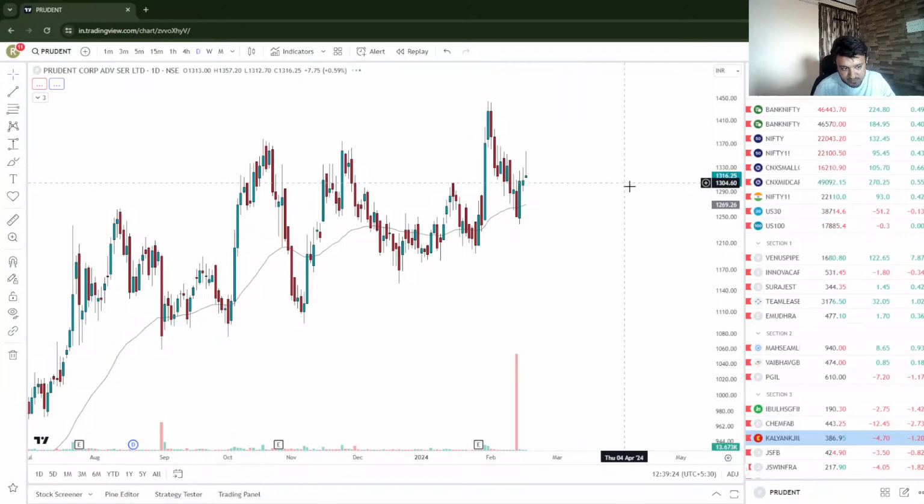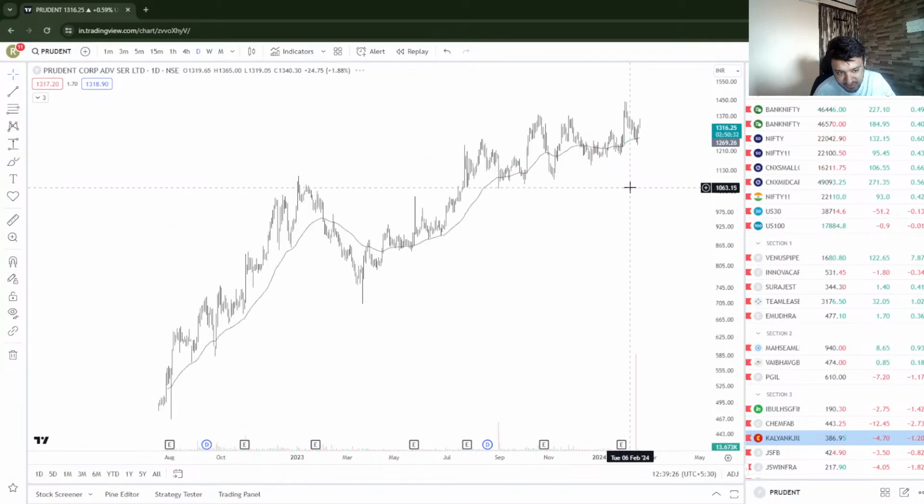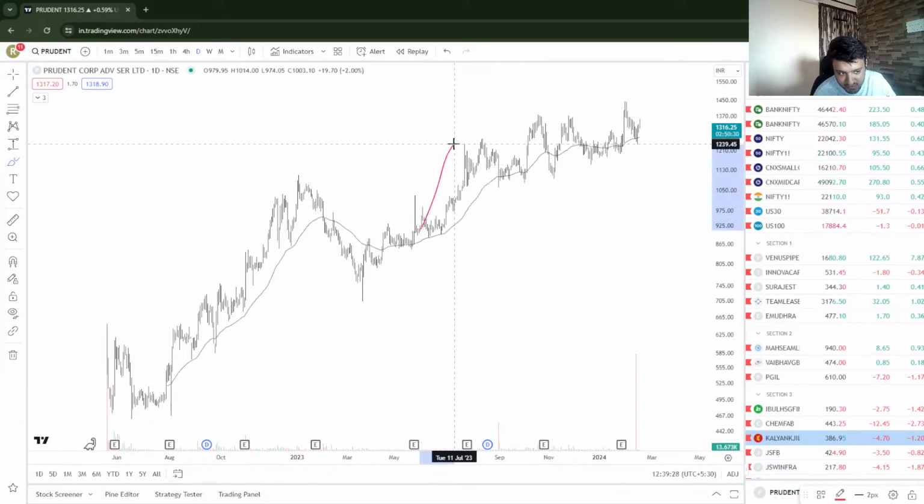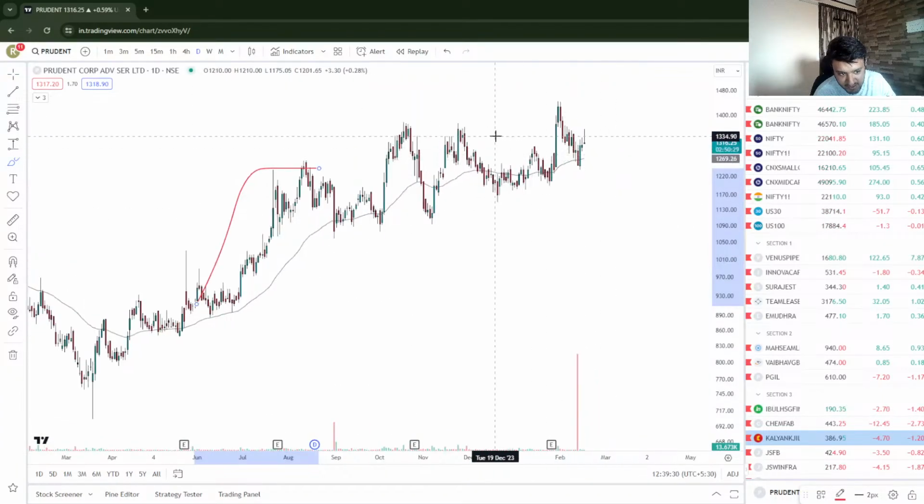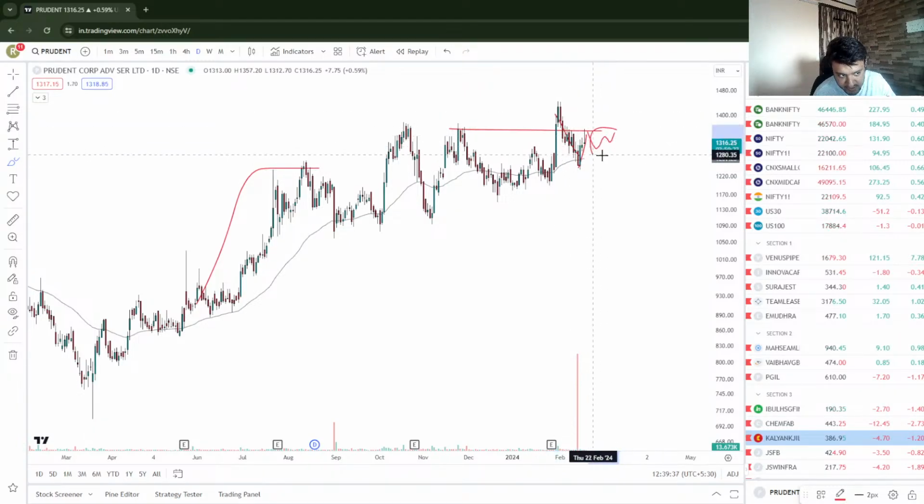Prudent Corp. This stock has slowed down significantly after this move. But again, see, this is the first move up after the pullback. So we want a sideways action. Something like this: the first move up, we pull back down, and this is where we want to buy the stock.